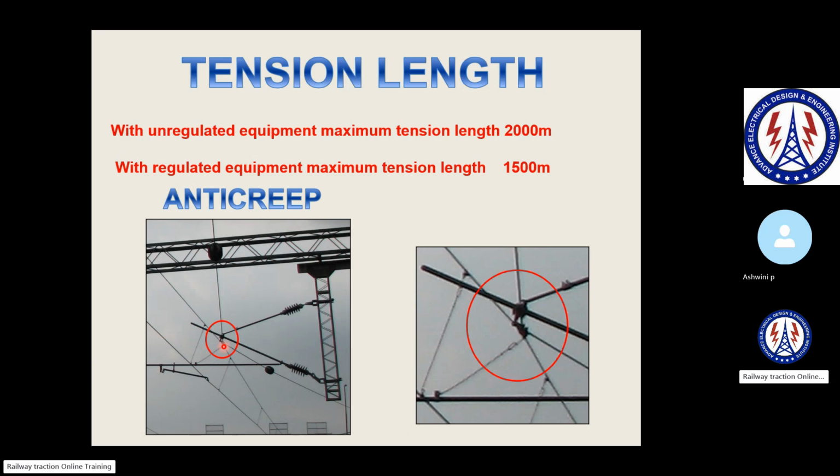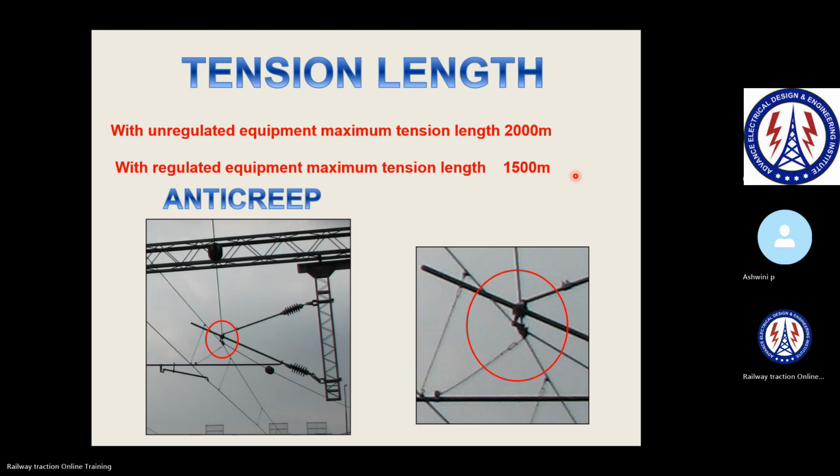Okay, so what does it do? The anti-creep center. This will be approximately at the center of the tension length. What do you understand by this? At the center of the tension length. What is my tension length? One tension length is 1500 meters. What will be at the center of the tension length? How many meters will it be?